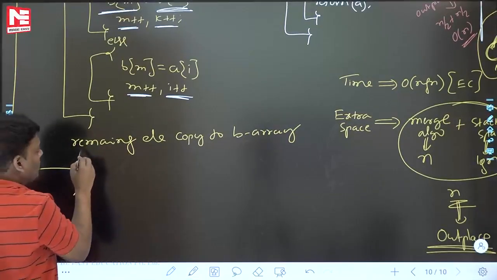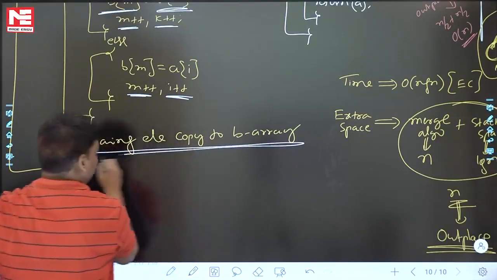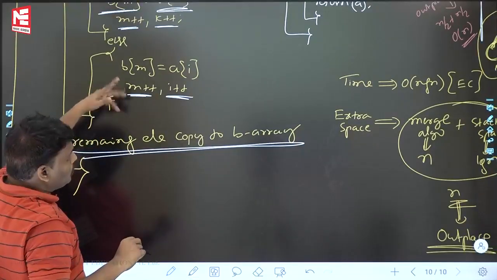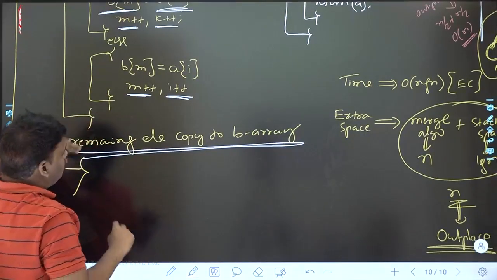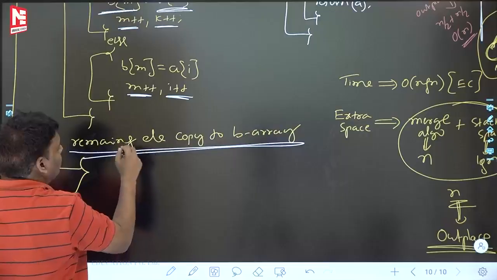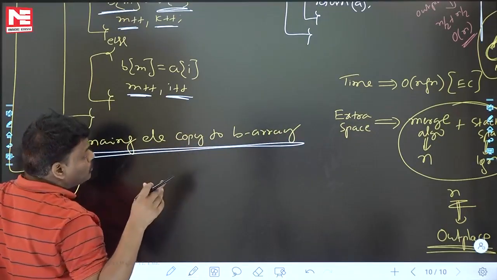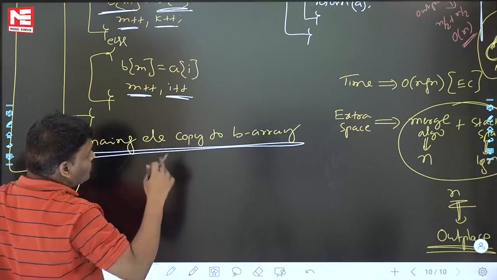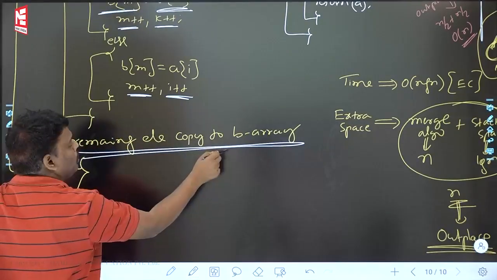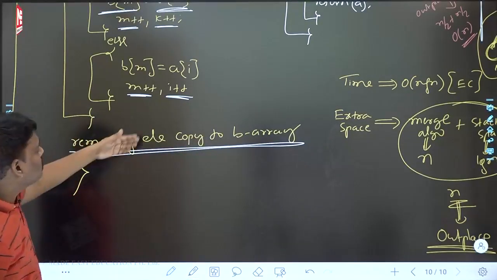When you come here, what is that one? Remaining elements copy to B array. Suppose assume that the first half completed and we are out of the while loop, then the second half elements, whichever are left out, copy to B array. Suppose assume that the second half is completed, first half some elements left out, they will be copied to B array. Right? Remaining elements copy here.